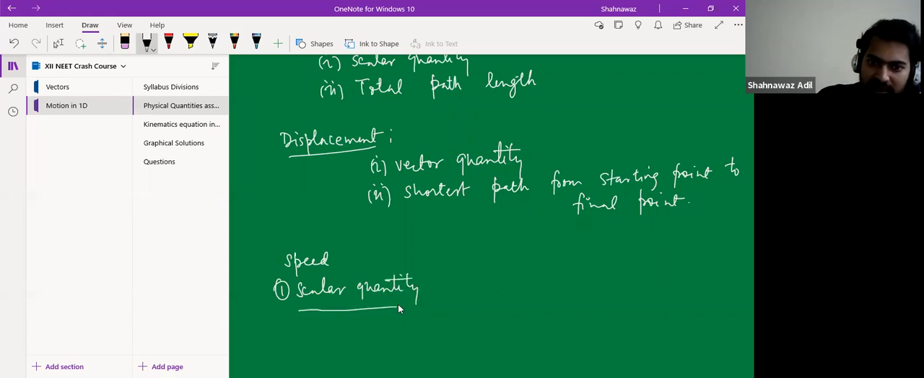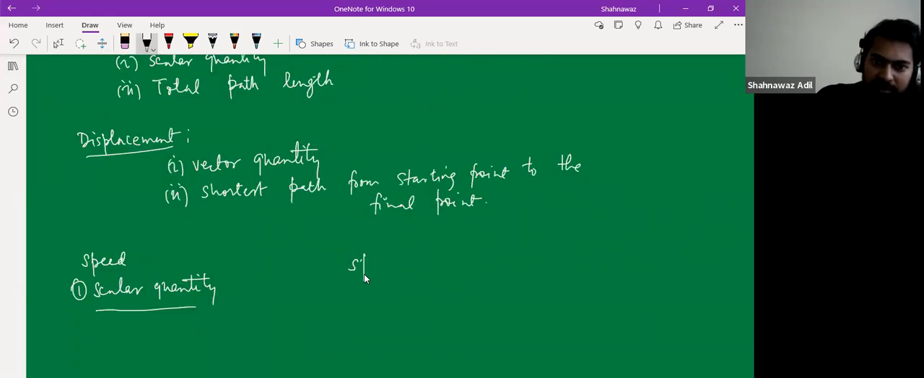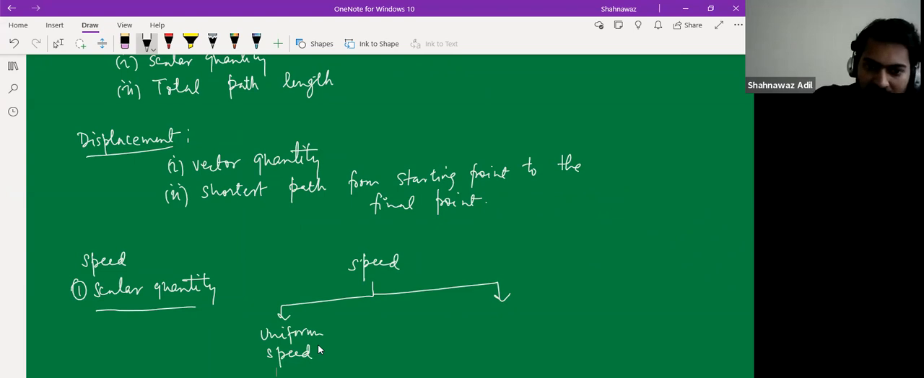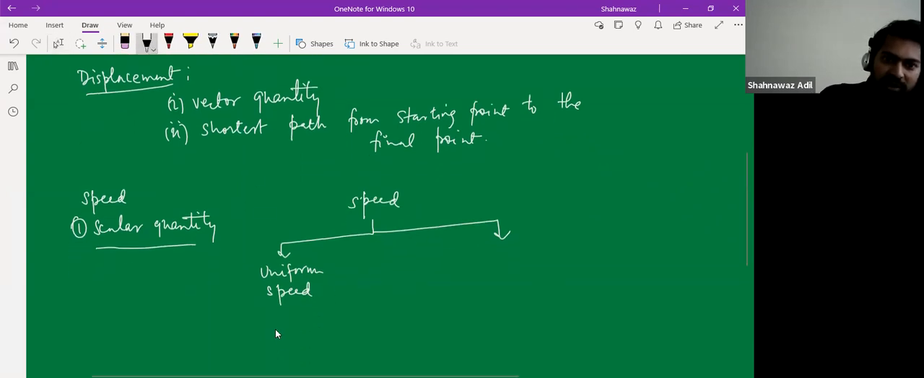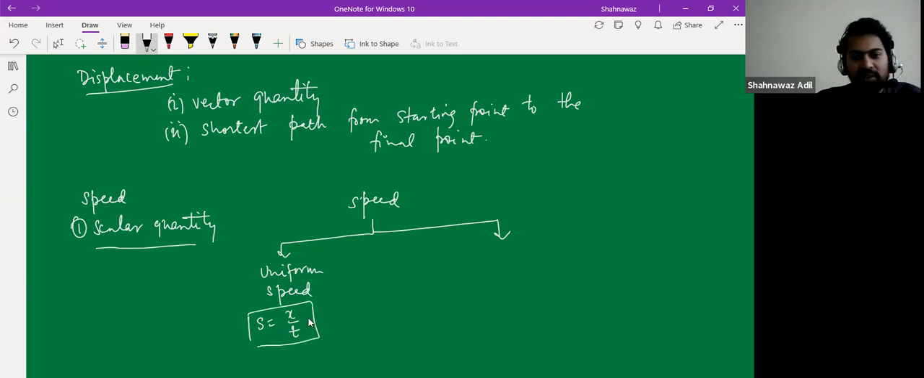This is divided into two types. One is uniform speed, where S is x by t, distance upon time. When a body covers equal distance in equal intervals of time, that is uniform speed. And the other one is non-uniform speed.